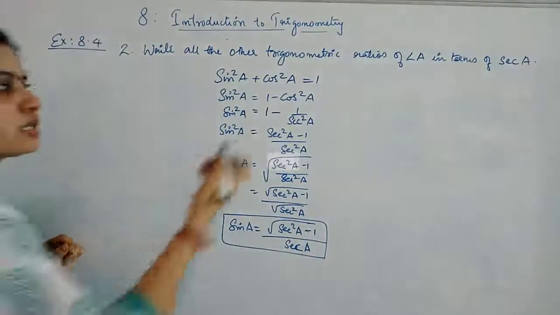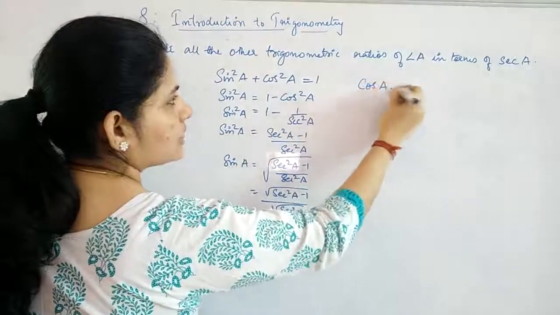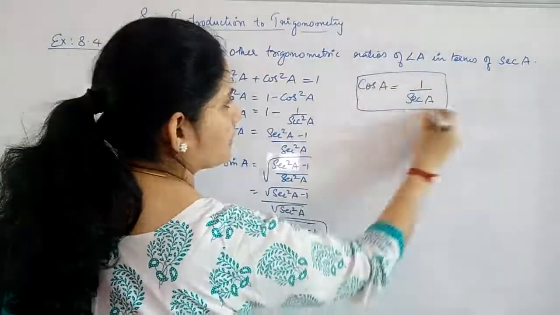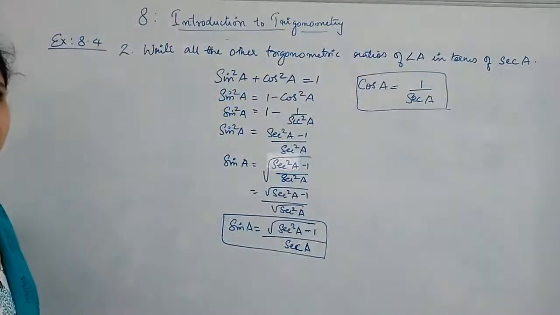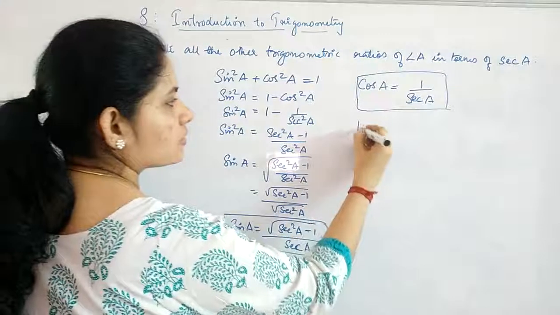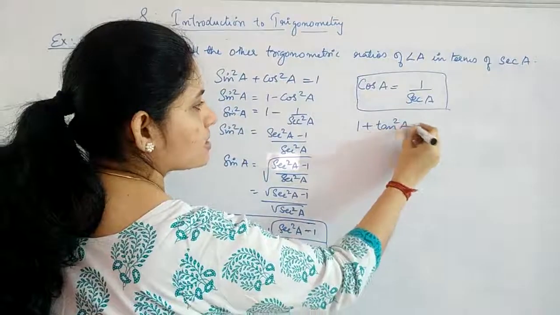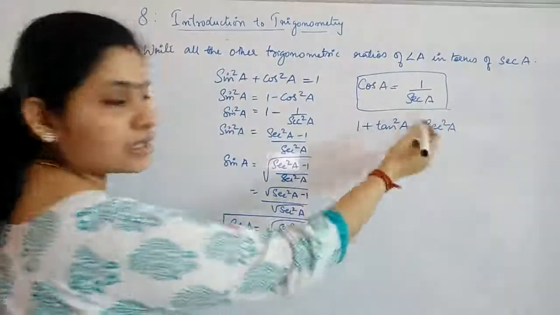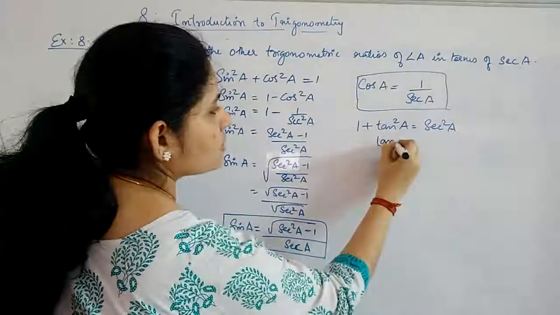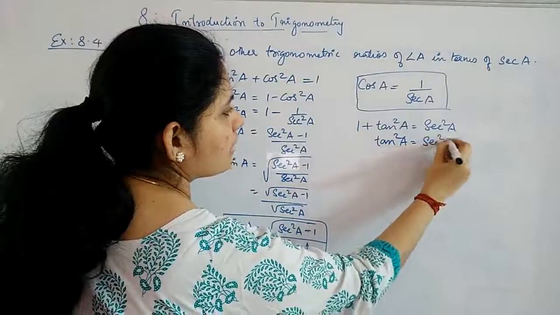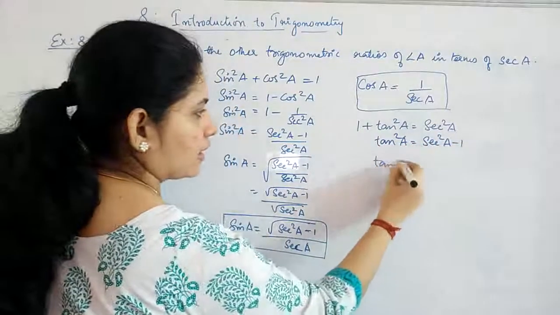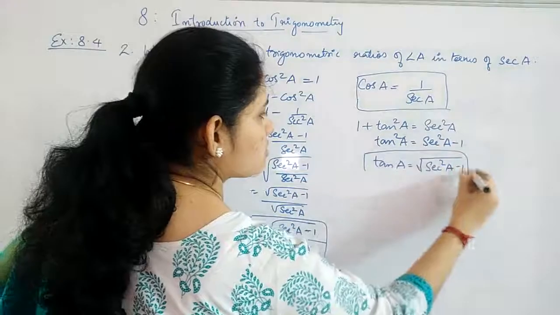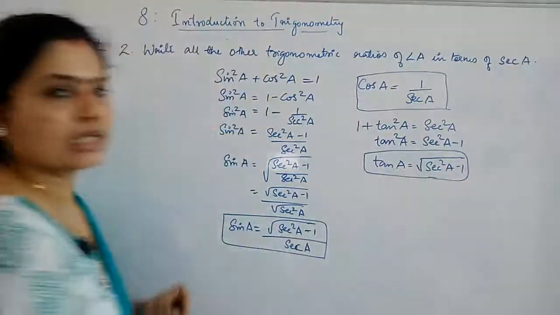Now what about cos? For cos, it is very easy because it is a reciprocal of sec. So for cos, you can write 1 by sec A is cos A. Okay. Next you need tan. Now for tan, you can start with the identity 1 plus tan square A is equal to sec square A. So this is giving you the relation connecting sec directly. So what is tan square A? It will be sec square A minus 1. What is tan A? Taking root on both sides, you will get tan A is equal to root of sec square A minus 1. So this is your tan A in terms of sec.